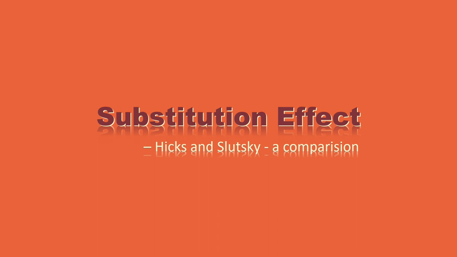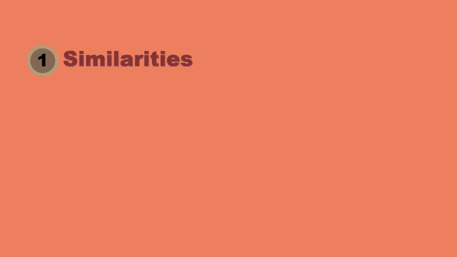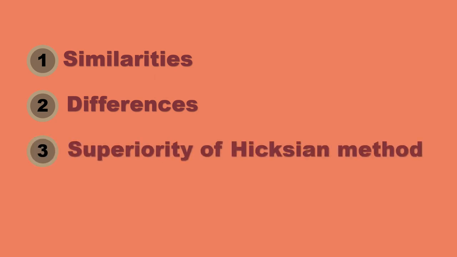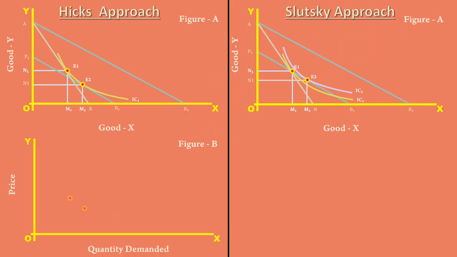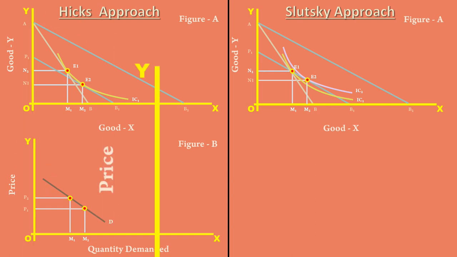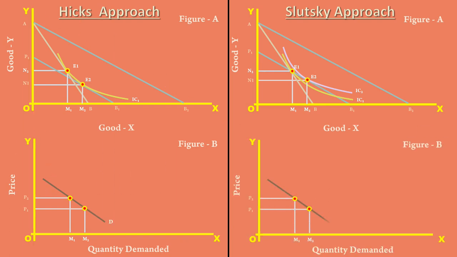1. Similarities. 2. Differences. 3. Superiority of Hicksian method. And 4. Superiority of Slutsky method. We shall start with the similarities. 1. When there is a fall in the price of good X, the consumer buys more of good X.